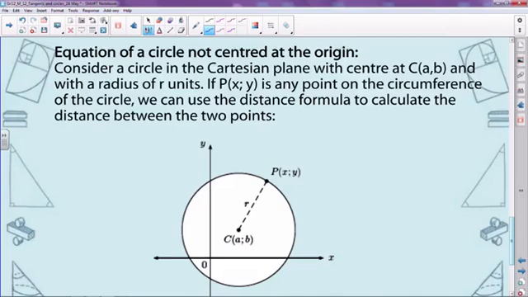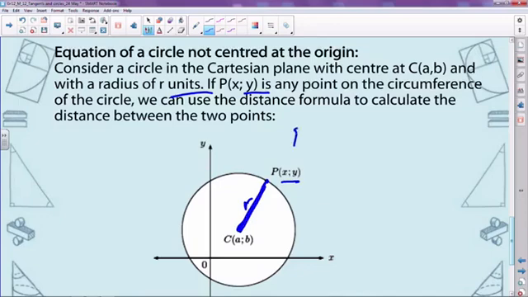If you consider a circle in the Cartesian plane that's centered at the point C with coordinates a, b, and we said those coordinates can be anything, right? It's got a radius of r units. And if P is any point on the circumference of the circle, with coordinates x, y, we can then use the distance formula to calculate the distance between the 2 points, the distance CP. Okay, so using the distance formula, you can work out that distance. So let's have a go at that and let's see what we get.